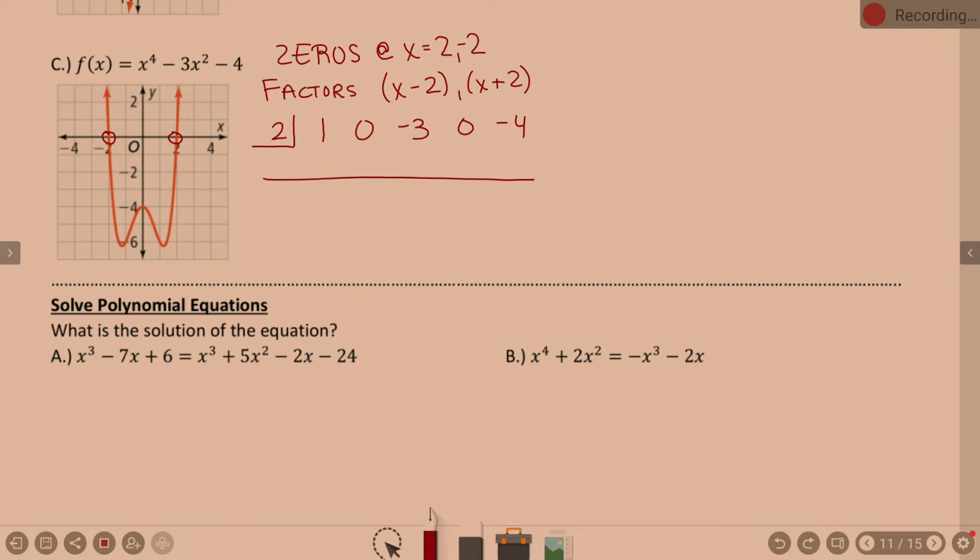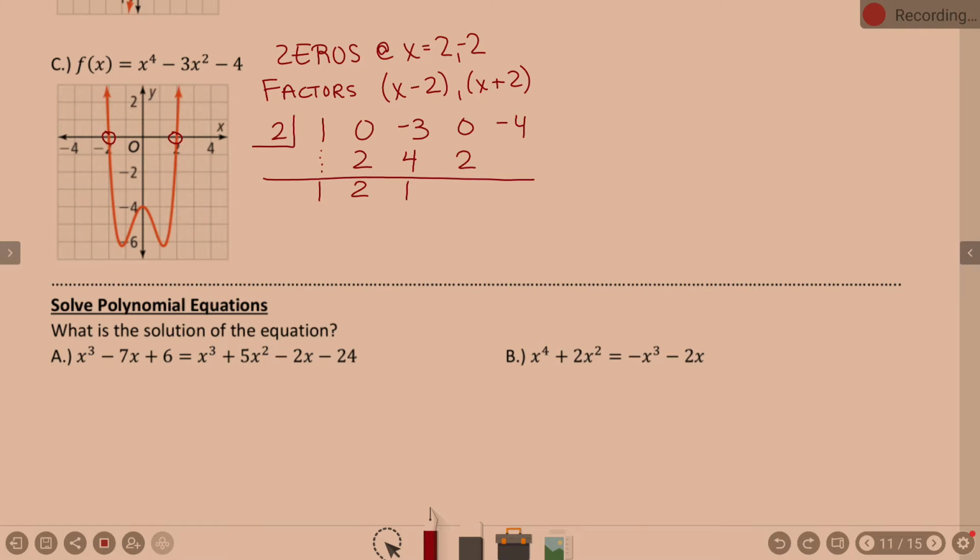Okay. Remember our synthetic division? Bring the 1 down. Multiply 2 by 1, you get 2. Add those, you get 2. 2 times 2? 4. -3 plus 4? 1. 2 times 1?